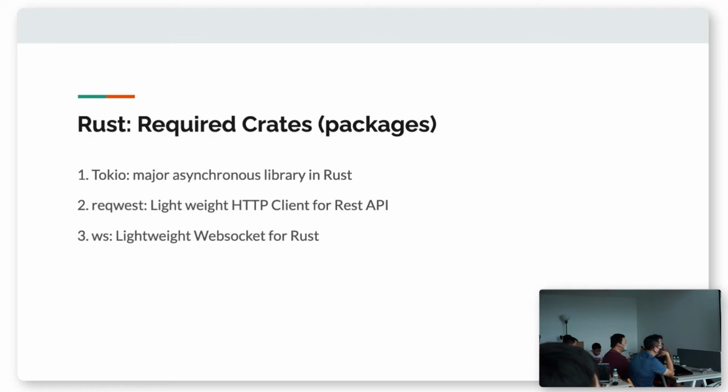I'm not sure, do you have some experience with algo trading? Here are the three very basic packages that are almost necessary for you to write an algo trading script in Rust. The first one is the Tokio package. It's the async library in Rust. I think almost all the async stuff in Rust depends on Tokio.